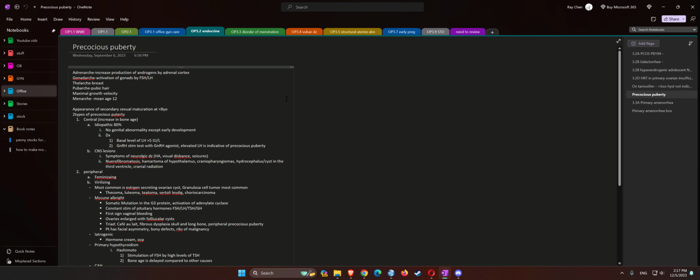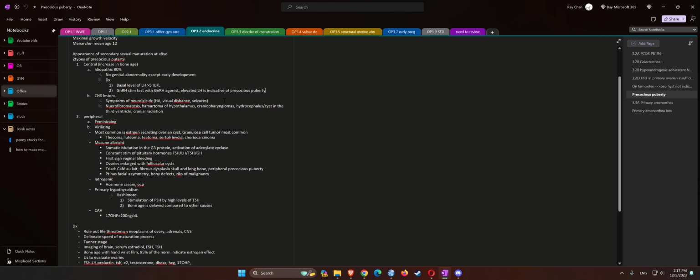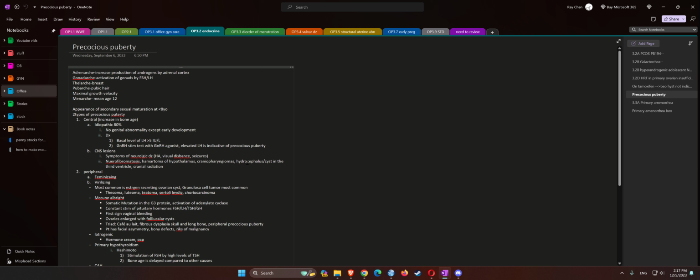Let's see. What if you have a patient who's 8 years old and comes in and has breast development with some pubic hair? What would be your differential? My differential would be precocious puberty, and the etiology would be GnRH independent or dependent.